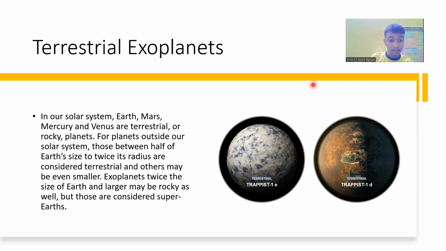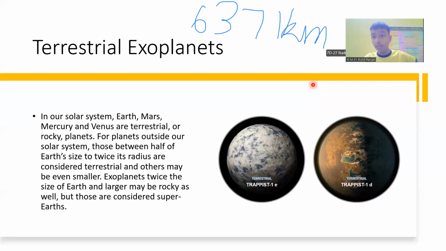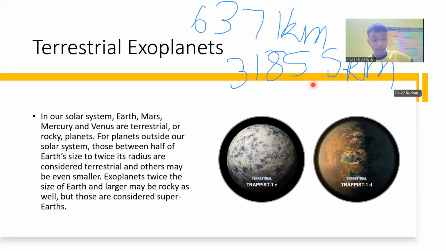These planets range from half the Earth's radius and are considered terrestrial, whereas others might even be smaller. The Earth's radius is 6371 kilometers. By dividing this by 2, we get 3185.5 kilometers. So the radius of terrestrial exoplanets is about this. Now exoplanets might also be twice the size of Earth and maybe super rocky as well. But since they are larger than Earth, we consider them as super Earths.